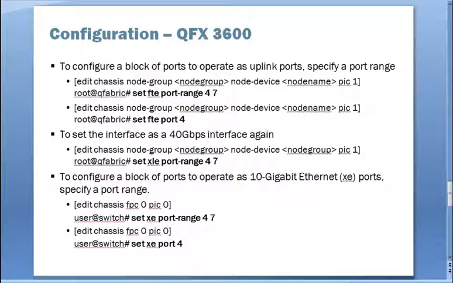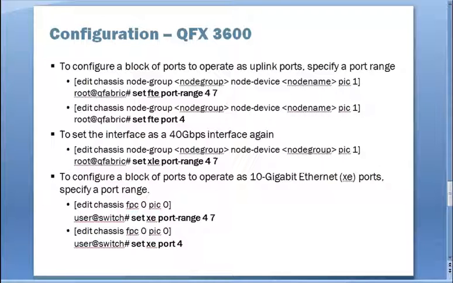If we would like to set those interfaces back to 40 gig usage again, then we have to use the set XLE port-range 4/7 command within the same level of hierarchy. And if we would like to define interfaces to be used for 10 gigabit Ethernet usage, and in this example we do that in a device that is in standalone mode, we use the interface type for 10 gigabit Ethernet, so that is XE. And the hierarchy level is also different. It's not edit chassis with the node group, but now it's edit chassis with the FPC0 and the PIC0. Notice that that is different because we show the example of a standalone mode device. And also notice that the PIC module number is 0 and not 1 anymore.